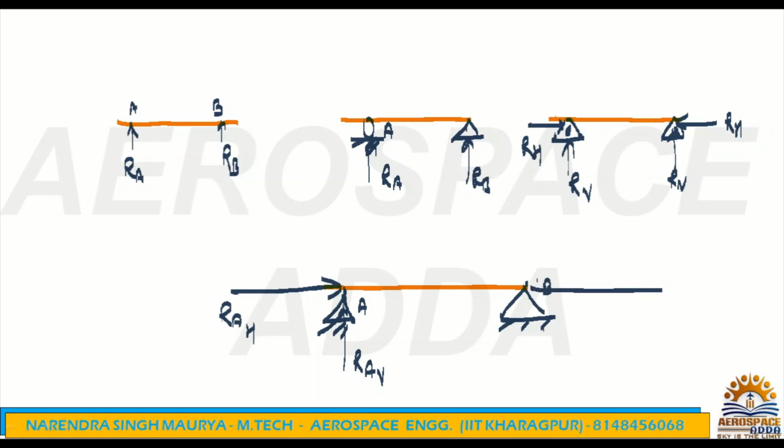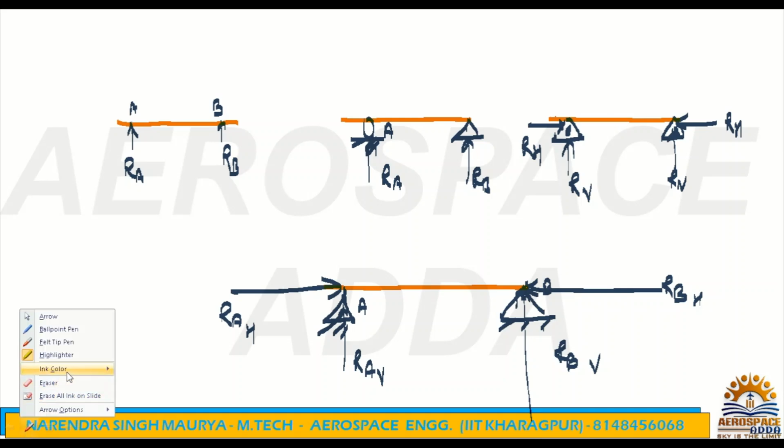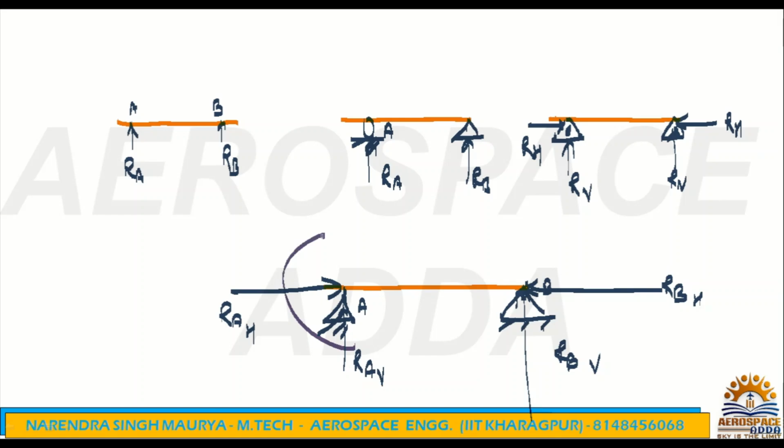Now here also you will get RB horizontal, RB vertical, and obviously because these are fixed supports, the fixed support will try to resist the moment. So the resisting moment will be like here and here. So this resisting moment will be MA and this resisting moment will be MB. So at one end, three unknowns for the fixed support, that you need to remember. This is all about fixed.